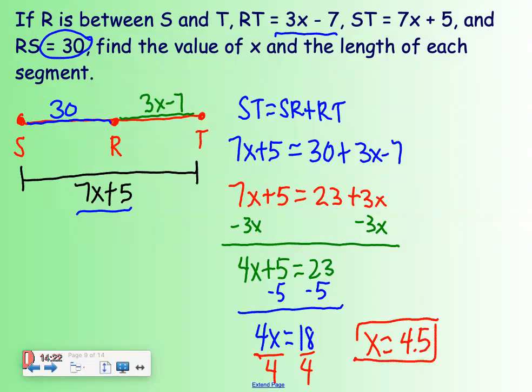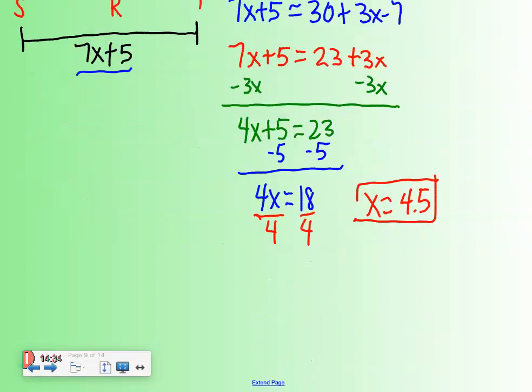Yes, we got a decimal. That's okay. Life isn't always perfect. Decimals are fine answers. So we just found the value of x. Now find the length of each segment. So now we just simply plug in. So give me 2 seconds here, kids.